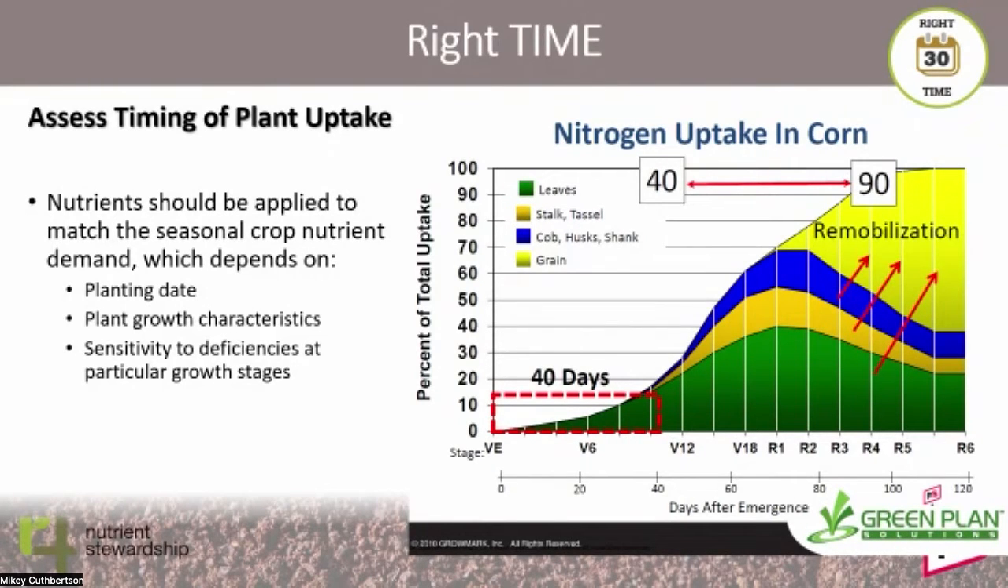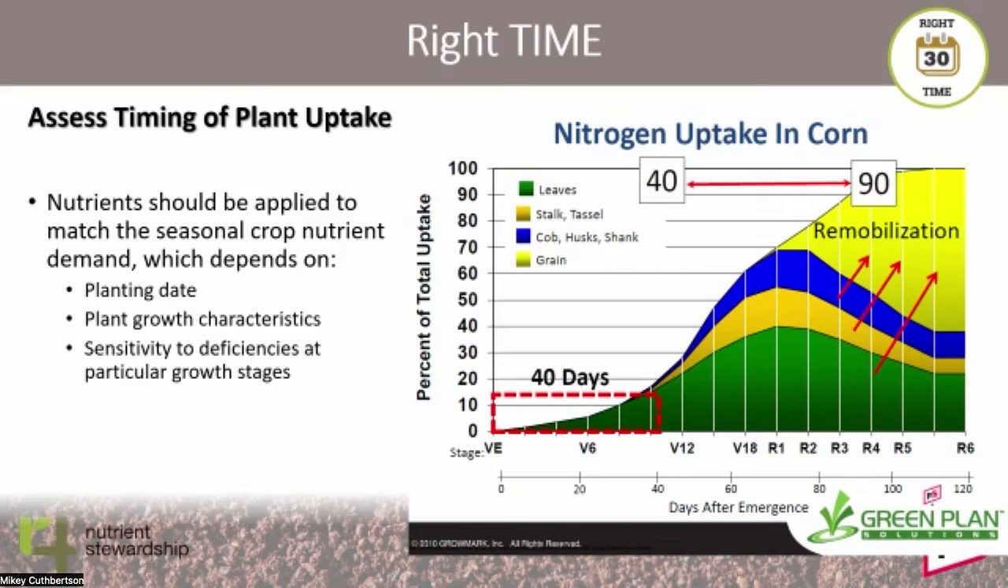And so the crop is all going to change or be a little bit different. But we want to make sure that we're applying those nutrients to match the crop demand within the season or for that particular crop. So a lot of that can depend on your planting date, your growth characteristics. There's sensitivity to different deficiencies at different growth stages. So again, understanding that whole crop and its life cycle. But for this example, we're just going to focus on corn here today.